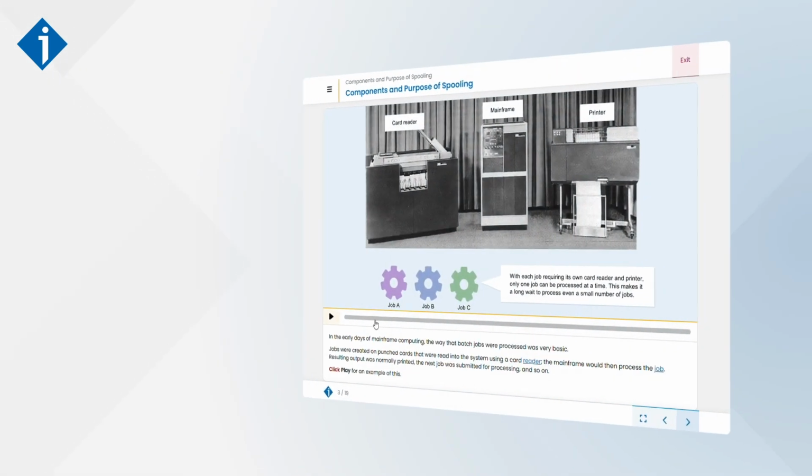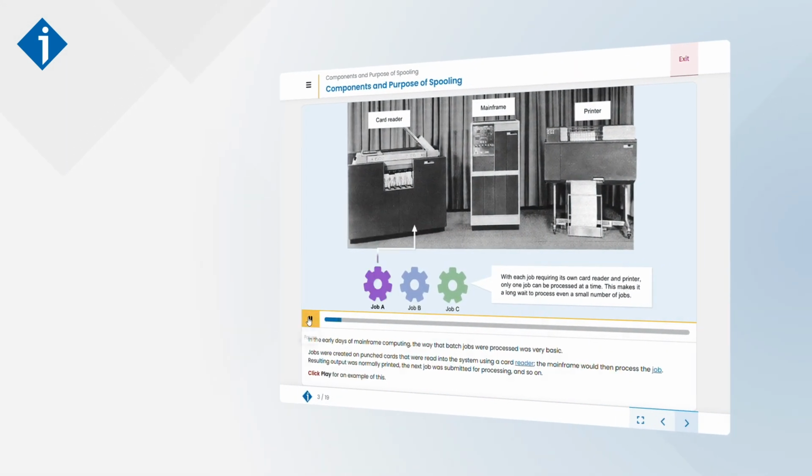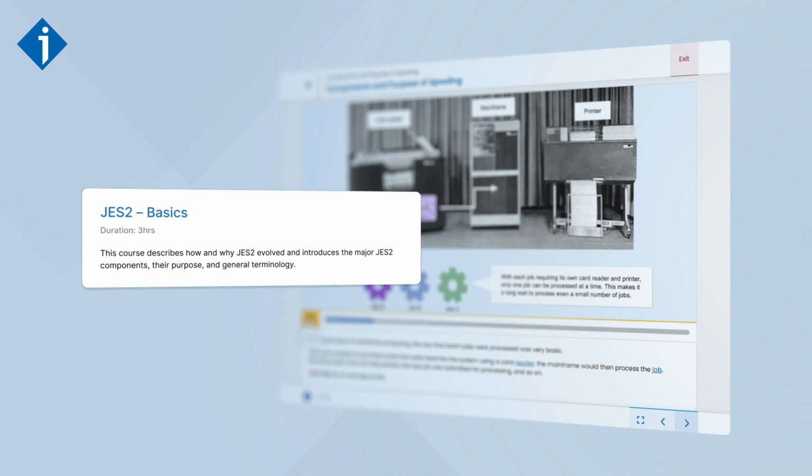The curriculum begins with some introductory concepts in the JES2 Basics course, helping you understand what actually happens when jobs are submitted to the mainframe and output is produced. Knowing about this can save you considerable time if you're trying to locate the results of jobs you've submitted.